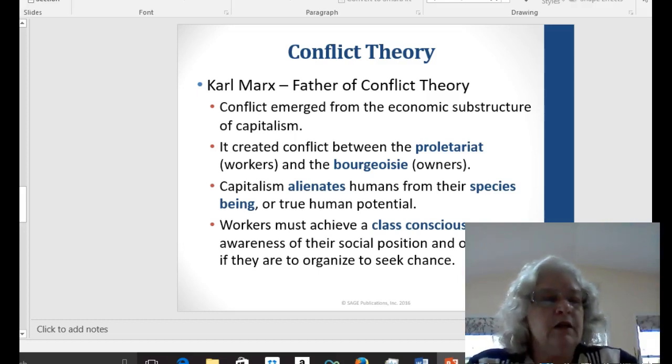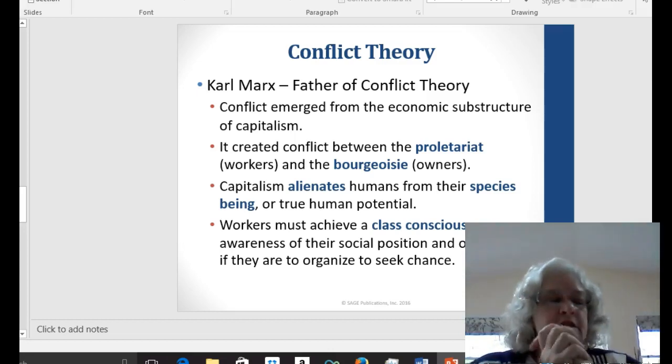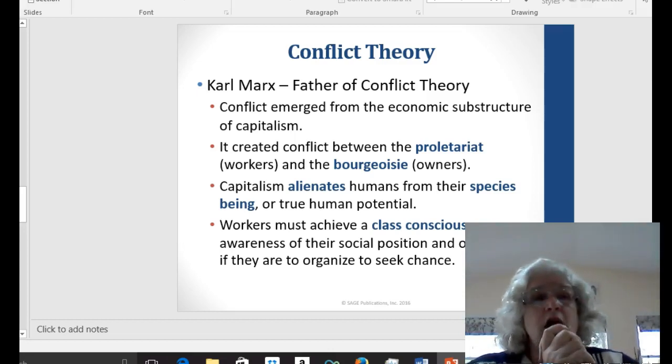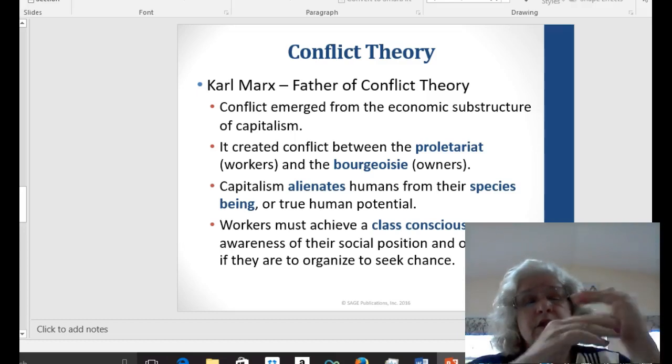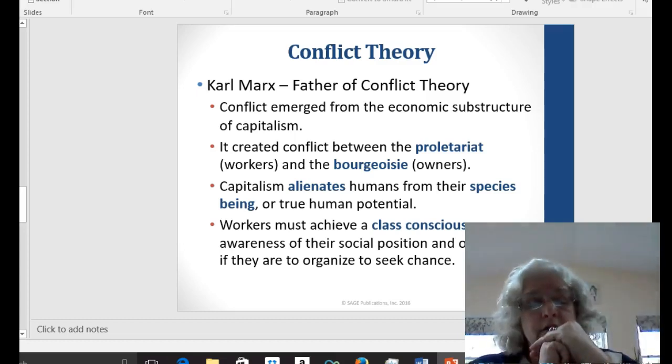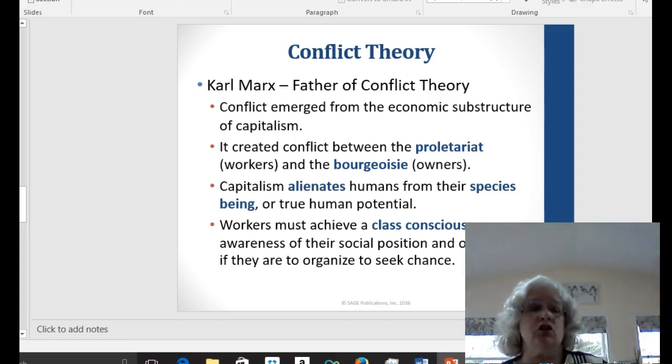Now, if we look at functionalist theory, and I'm jumping backwards, and we look at what Durkheim says, he talks about anomie, that without structure, we feel separated from society. What Marx says is with conflict theory, that we alienate humans from their species or their true potential. We take it away by dropping them in these categories.